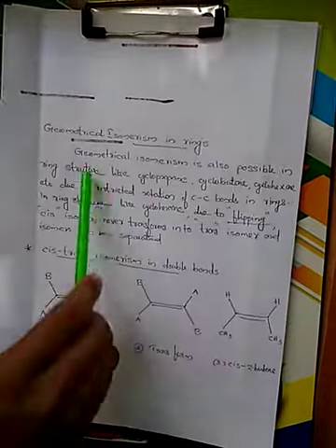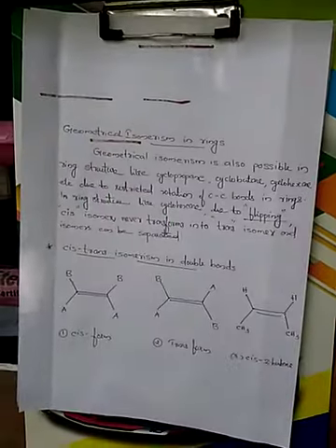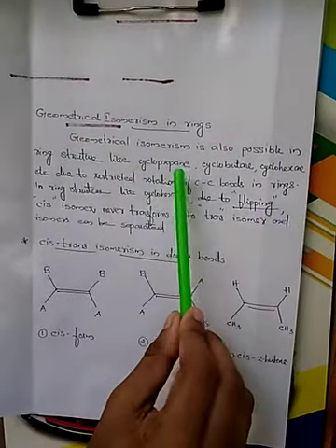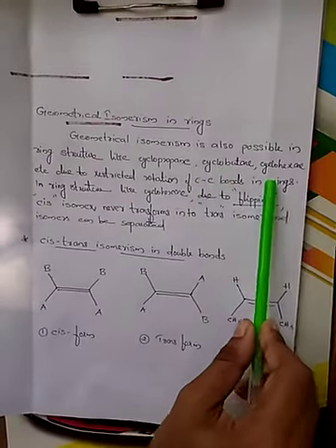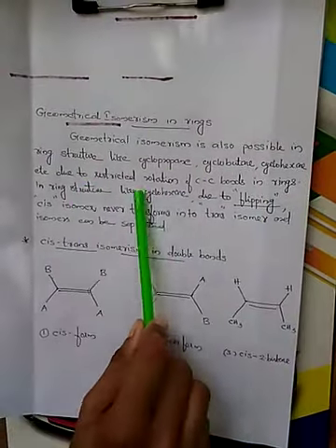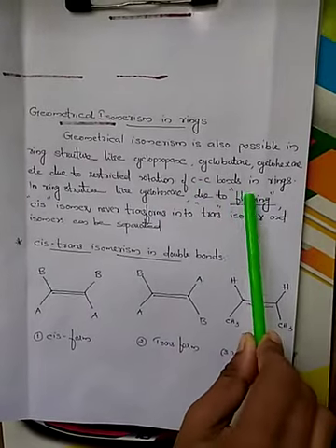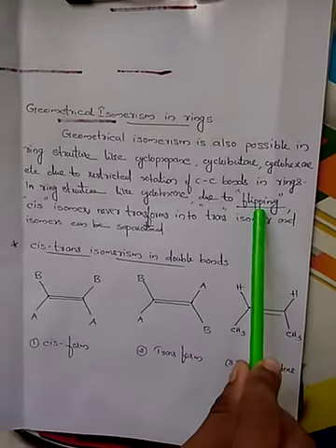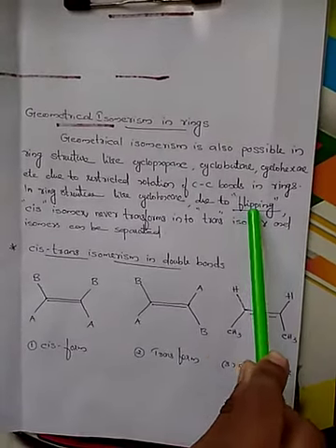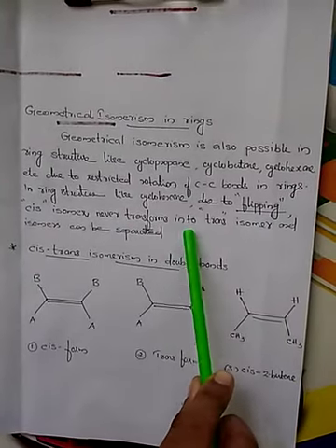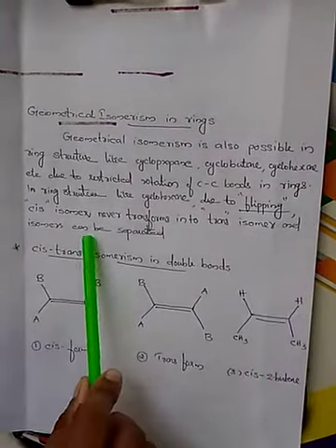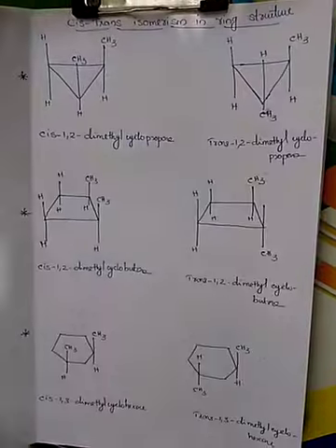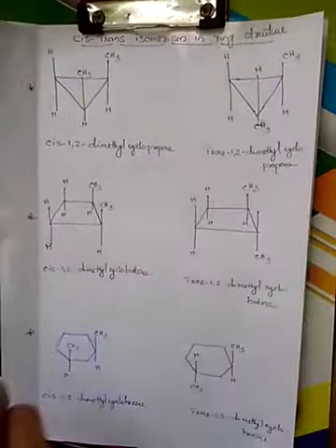Now we are looking at geometrical isomerism in rings. Geometrical isomerism is also possible in ring structures like cyclopropane, cyclobutane, cyclohexane, etc., due to the restricted rotation of carbon-carbon bonds in the rings. In ring structures like cyclohexane, due to flipping, a cis isomer never transforms into a trans isomer, and the isomers can be separated. For example, cis-trans isomerism in ring structures.